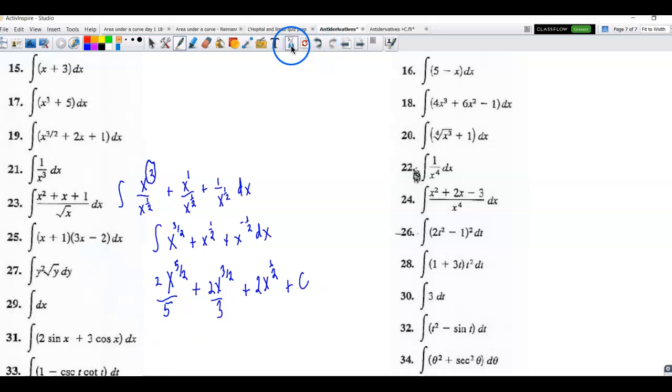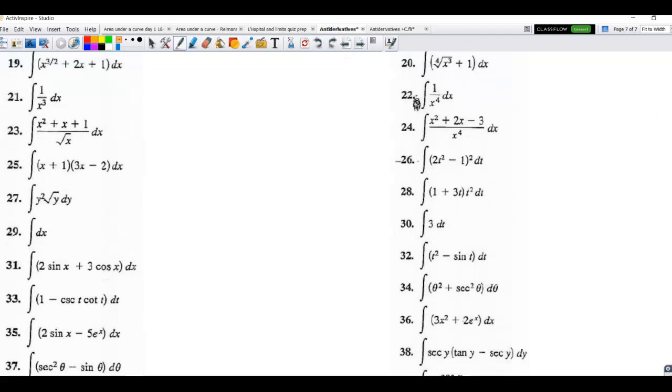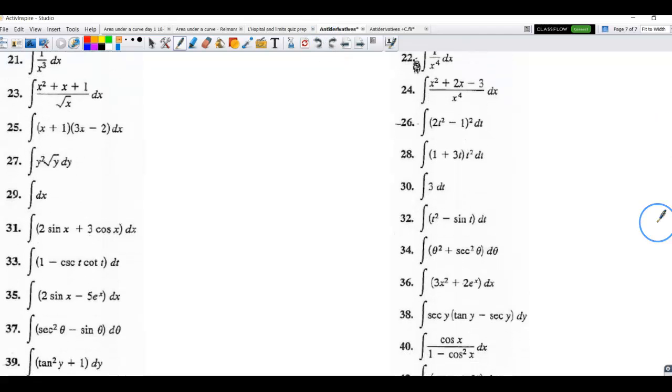All right, let me clear this and go on, clear the annotations. And let's go on to number 25. In number 25, we do not have a term-by-term situation, so we're going to have to multiply the two binomials together.